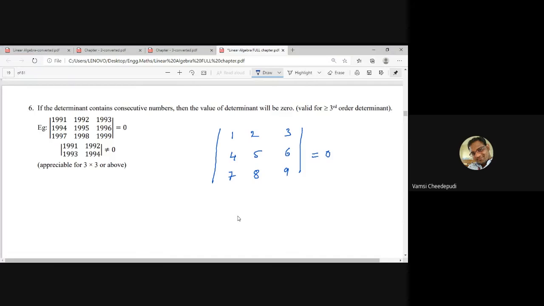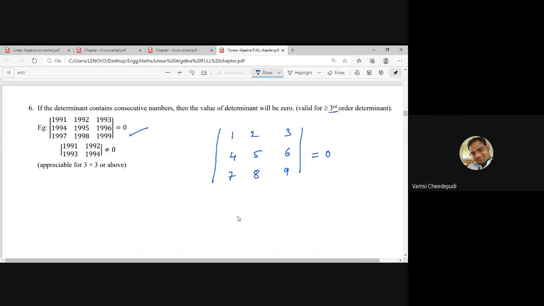This is a previous GATE question. In previous GATE, they asked this question: the determinant of 1991, 1992, 1993, like this, what will be the determinant? Determinant is 0. And moreover, this is valid only for order 3 and more.